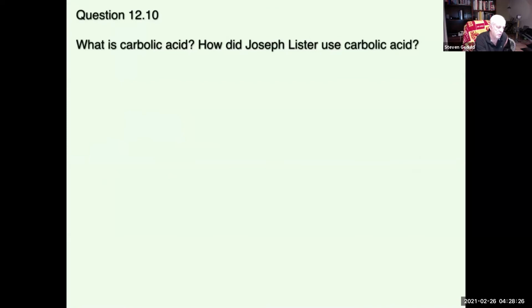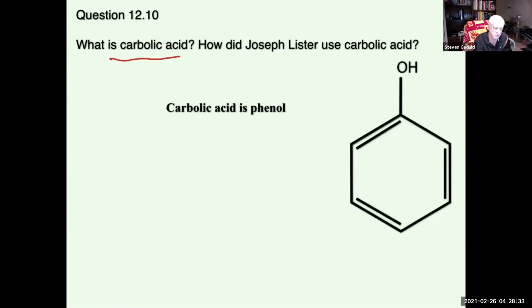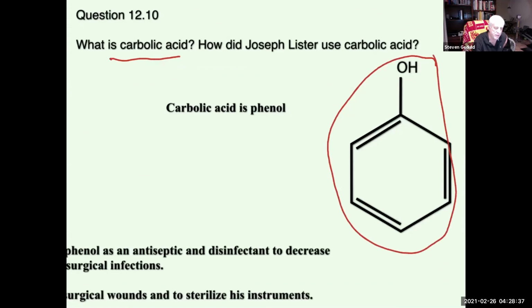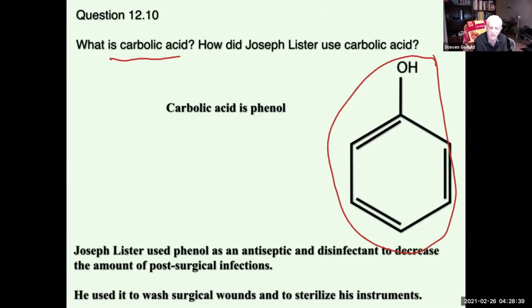Okay, what is carbolic acid and how did Joseph Lister use carbolic acid? Carbolic acid is phenol. It used to be called carbolic acid, same thing. He used phenol as an antiseptic and disinfectant to decrease the amount of post-surgical infections. I think this is in the late 1800s, if I remember right. He used it to wash surgical instruments and sterilize his instruments. That was a big jump back then to realize that there were infections and they were germs. I mean, things change an awful lot in medicine, as you all know.